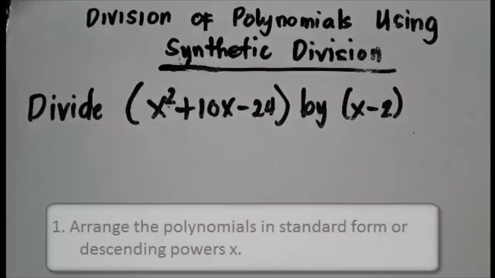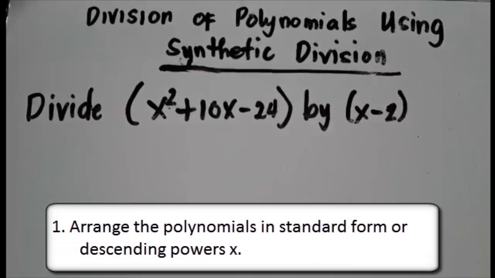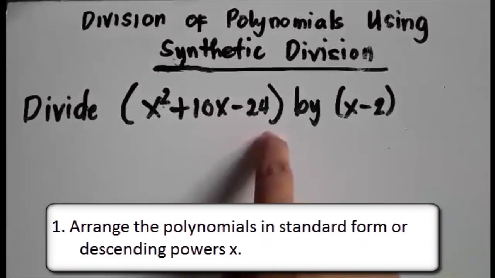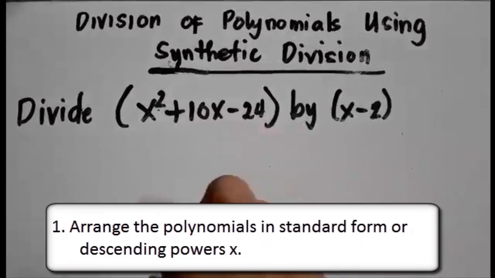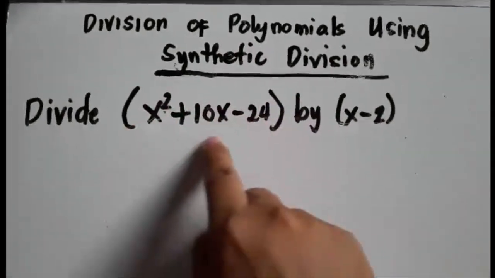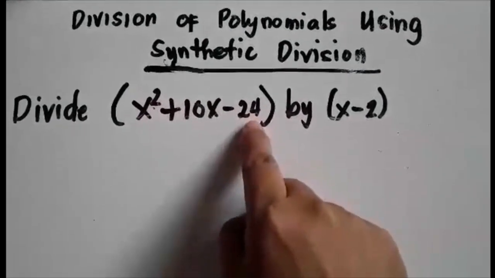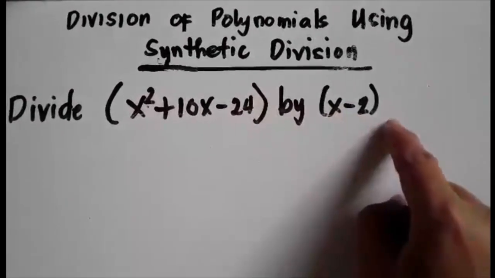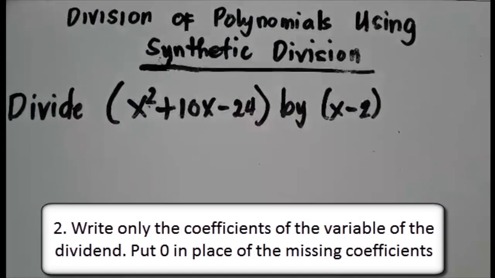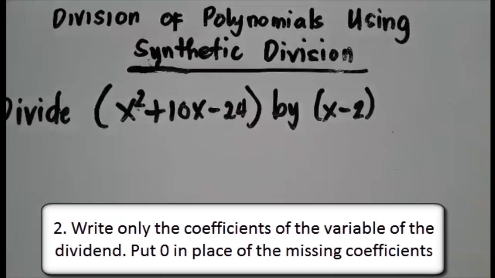So number 1, arrange the polynomials in standard form or descending powers of x. So titignan daw po natin ang ating dividend kung naka-arrange in descending order of powers. So yung kanyang exponent ay dapat pababa. So in our trinomial, 2, 1, and then yung constant term natin. Same with our divisor. Then the second step, write only the coefficients of the variable of the dividend and then put 0 in place of the missing coefficients of variable.